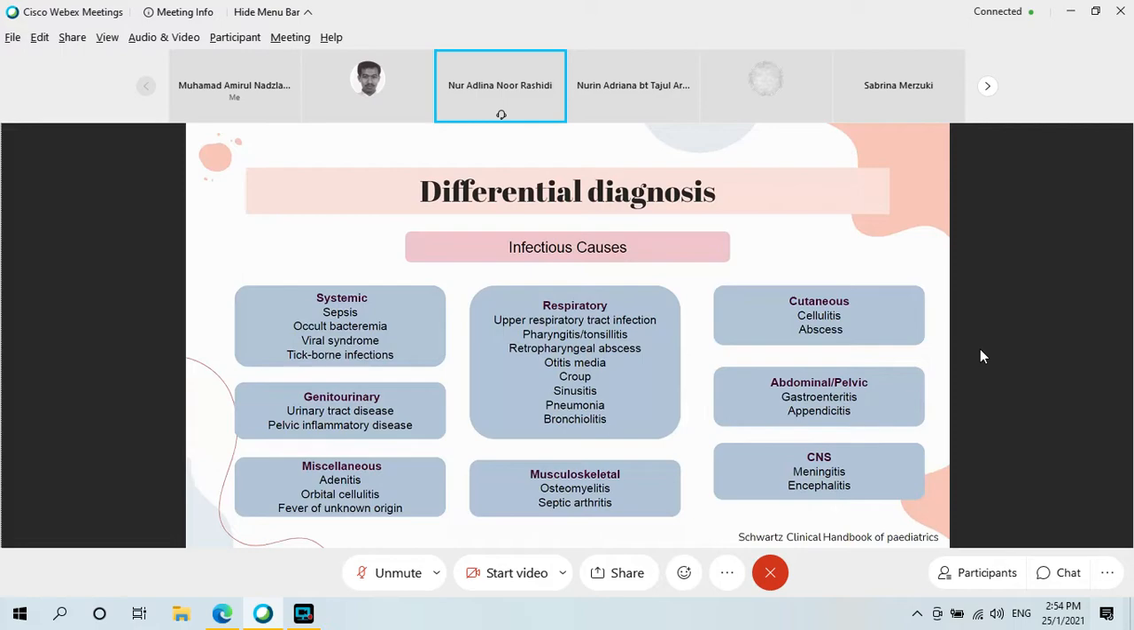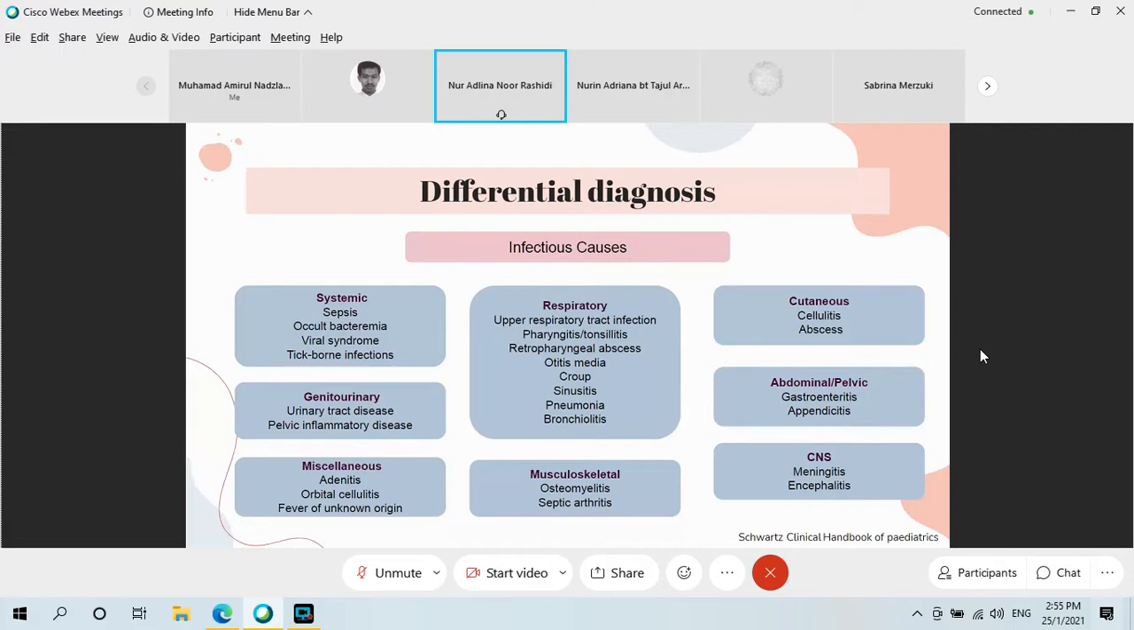And if there is infection in the abdominal region, we can think of gastroenteritis. So we can ask about the food history and also whether the child has vomiting, diarrhea, abdominal pain, and poor appetite. If we think of appendicitis, we might need to look for any right iliac fossa pain or at the McBurney point and for any guarding and so on.